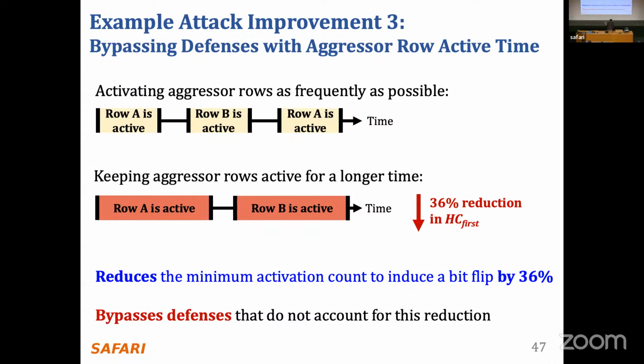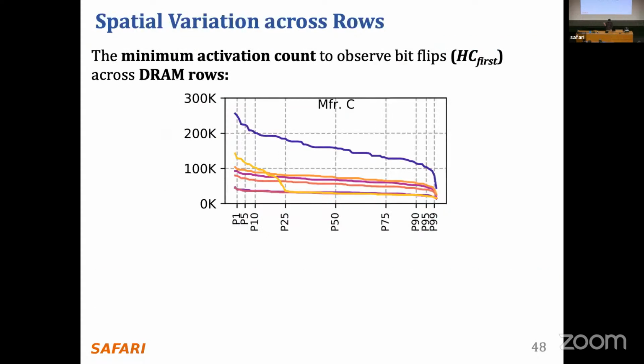So this has implications on mitigation mechanisms that rely on a fixed RowHammer threshold value that is obtained and characterized with the old RowHammer pattern in mind. Because in this new attack, you can just keep every row open a bit longer, and then you will trigger a bitflip with fewer activations than is needed to trigger the mitigation mechanism.